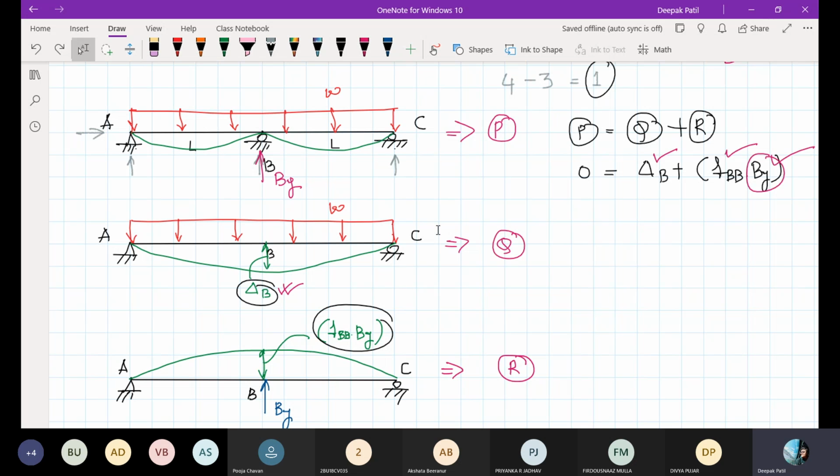What are the other two possibilities? So at C, that is CY and AY. Yes or no? Yes, sir.